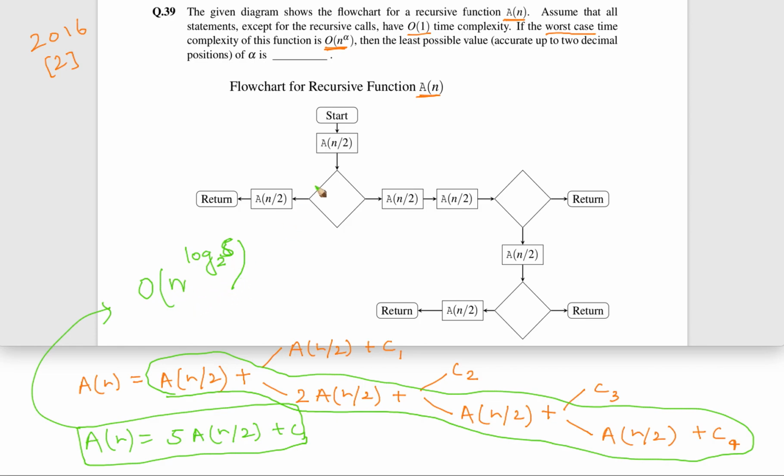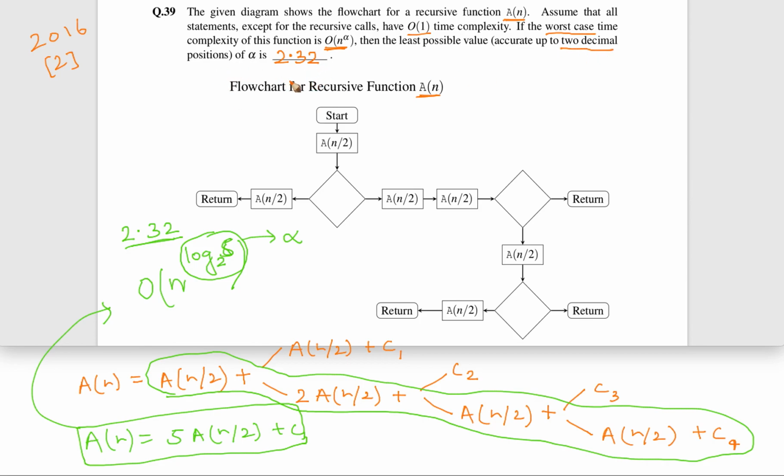Okay, so here it is written order n raised to the power alpha, and in that way we have to represent it. So if we compare it with this, then this is alpha, right? So alpha is equal to this, and we have to find the value of alpha. Now log 5 base 2 is basically 2.32. You can calculate it using the calculator, it is 2.32. So our answer is 2.32. We have to represent it accurate up to 2 decimal positions, so 2.32 is the answer.